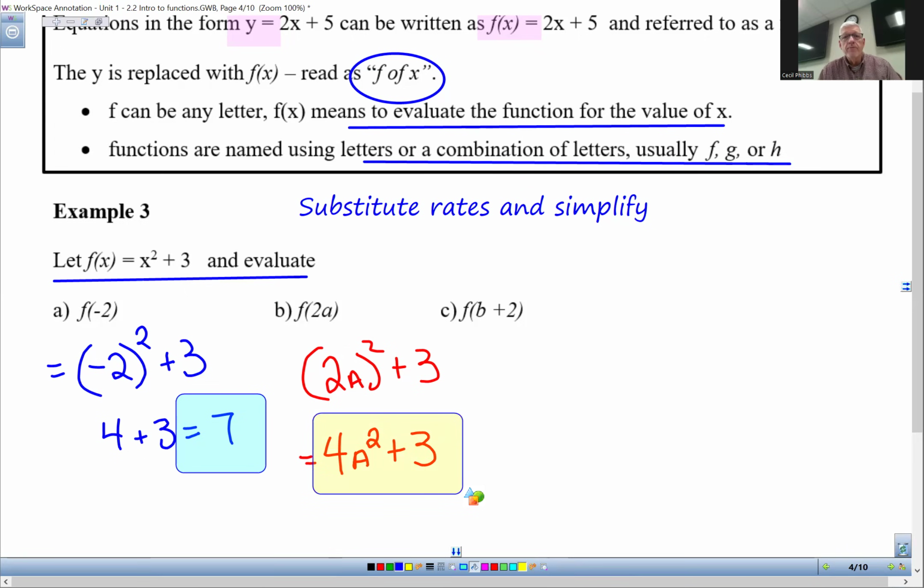So there's our value when we find f of 2a. So one thing to remember, if you're plugging in or substituting a variable into your function, then your answer will still contain a variable. We don't know what that variable a equals, so it's just going to be a variable in our answer.